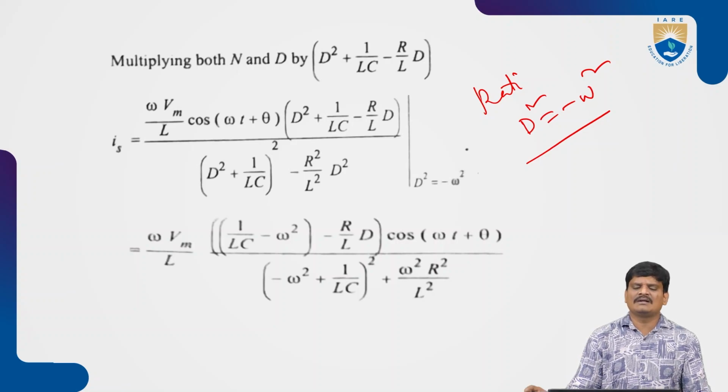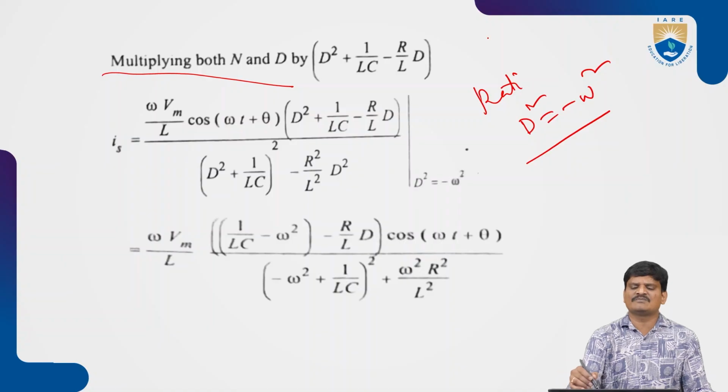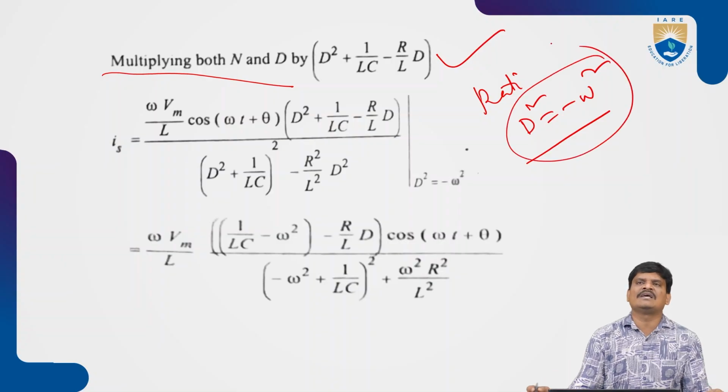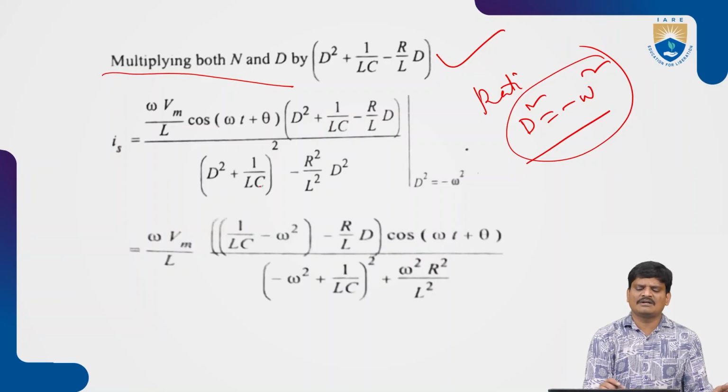Depending upon that, I am trying to rationalize the above expression of current by using this particular expression called what? D square plus 1 by LC minus R by L into D. After applying the rationalization technique to the above expression of steady state current, I want to replace the value of D square as minus omega square. I want to replace D square as what? Minus omega square. So I will analyze after that particular step.